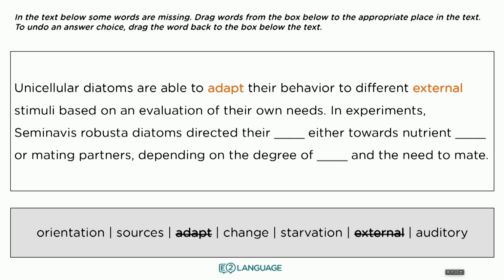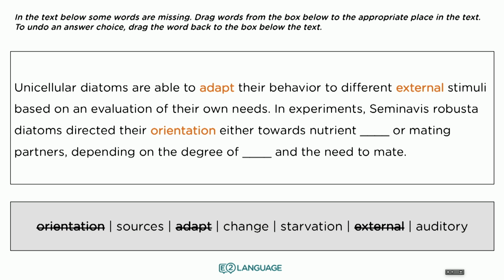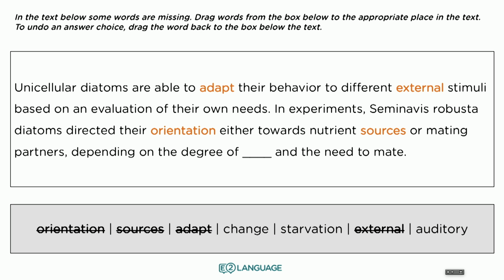needs. In experiments, semi-nervous robusta diatoms directed their, well, we need a noun, orientation or starvation, or sources. Directed their sources? Well, directed their orientation either towards nutrient sources or mating partners, depending on the degree of starvation and the need to mate.